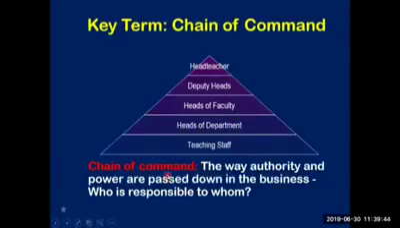Chain of command, the way authority and power are passed down in the business. Who is responsible to whom?